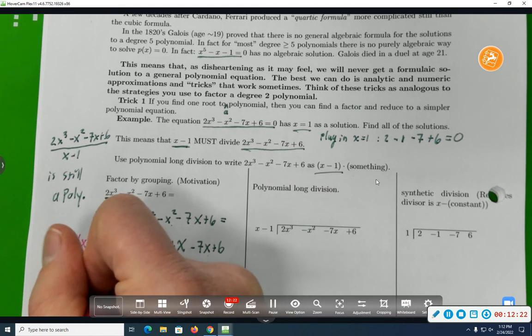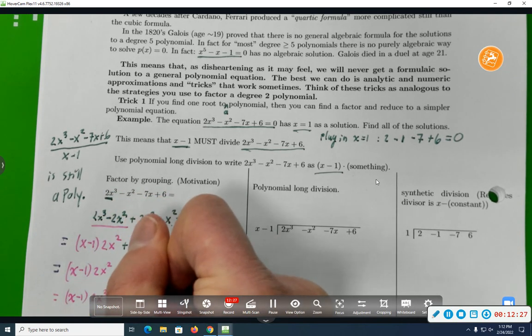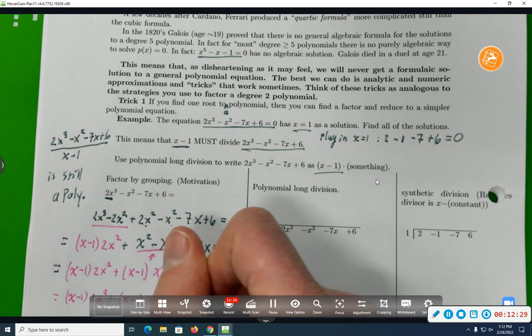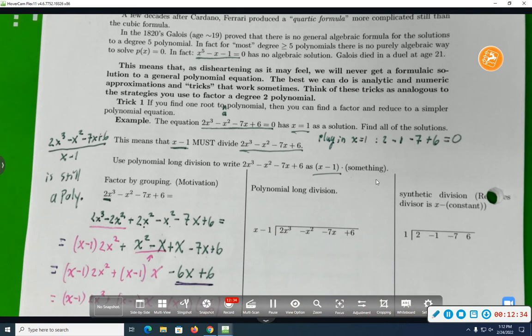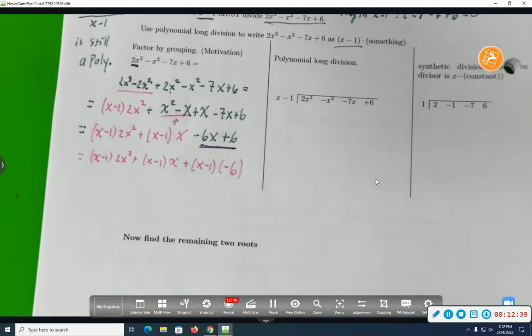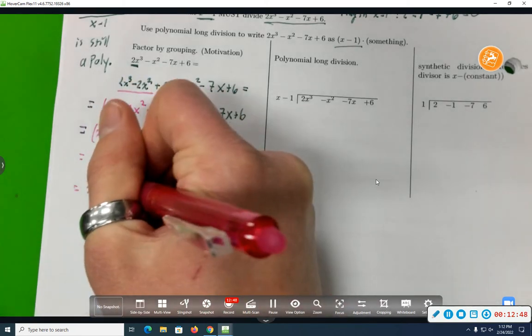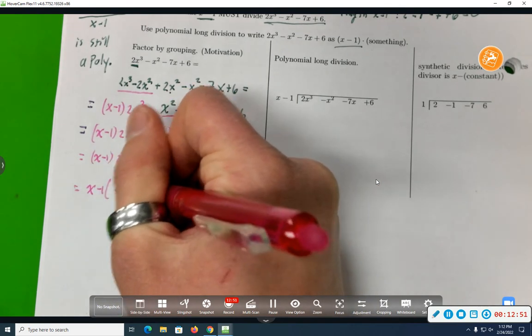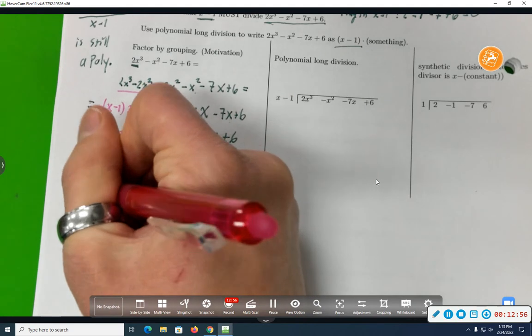Equals (x minus 1)(2x squared) plus (x minus 1)(x) plus (x minus 1) times negative 6. Can I now factor an x minus 1 out of the whole thing? Yeah, everything has an x minus 1 next to it now. Equals (x minus 1) times (2x squared plus x minus 6). Oh, parentheses matter.